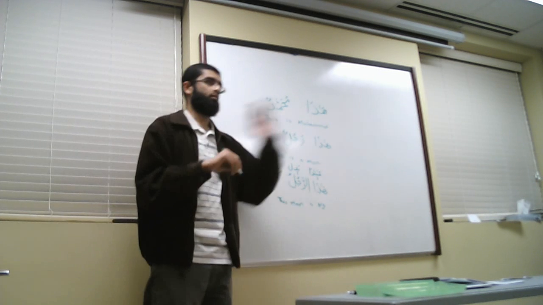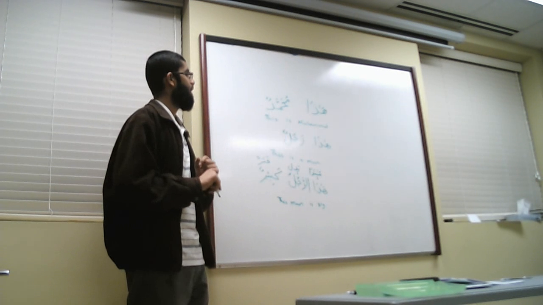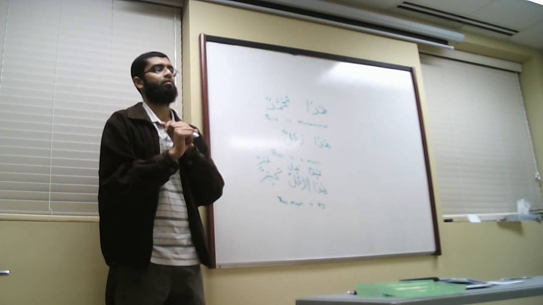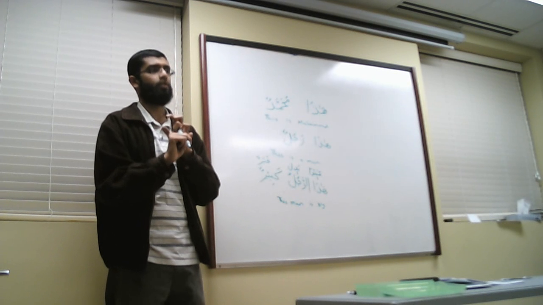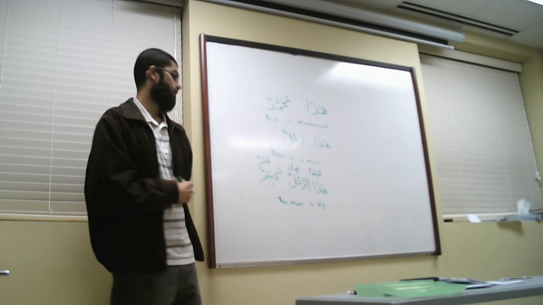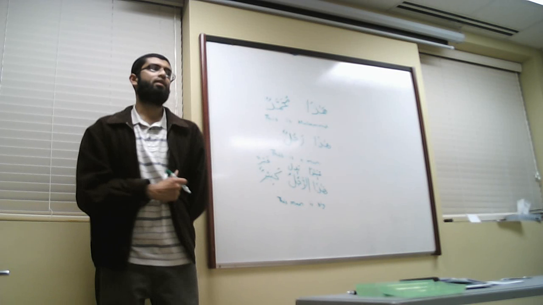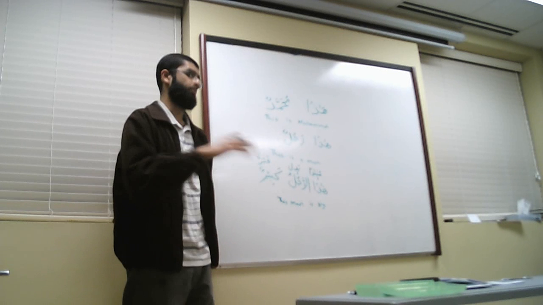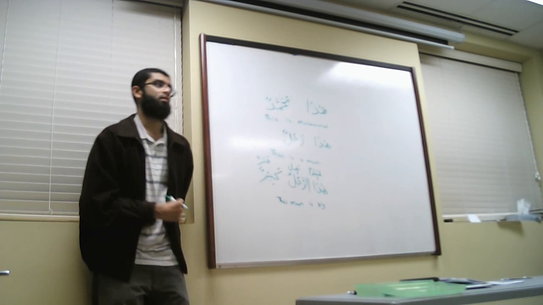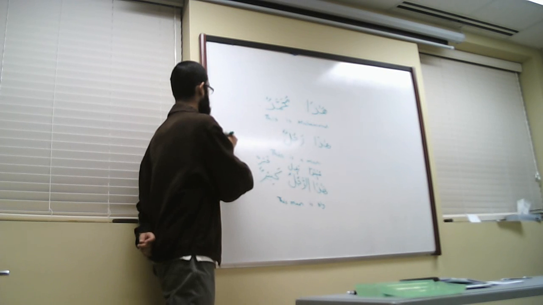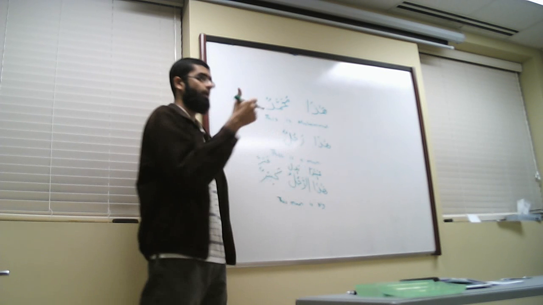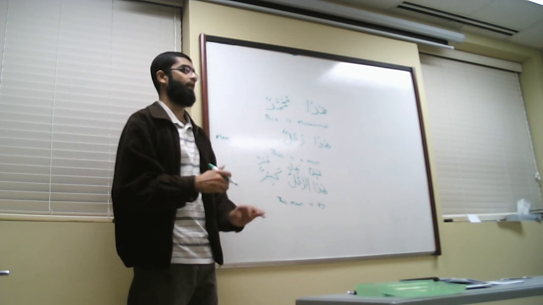The other thing that's in lesson 8: we've done prepositions, which were what? Fi, ala, anything else? Ila, min, and what was the most recent one? Li, or la. So these are prepositions. Aina, no, that's a question. Aina means where. Now we're going to learn adverbs.